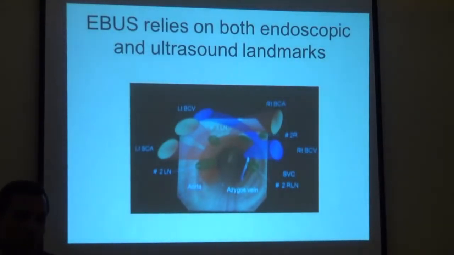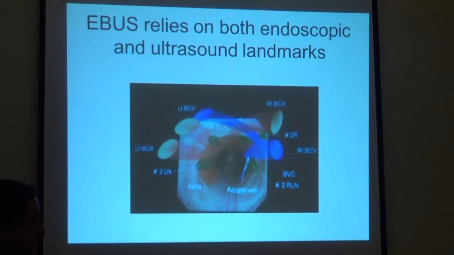So when you're doing EBUS, you're relying on both anatomic landmarks, used with ultrasound and with endoscopy. In EUS, you don't have much guidance from the endoscopic view, so you're mostly relying on your ultrasound. But when you're doing EBUS, you're relying on both.